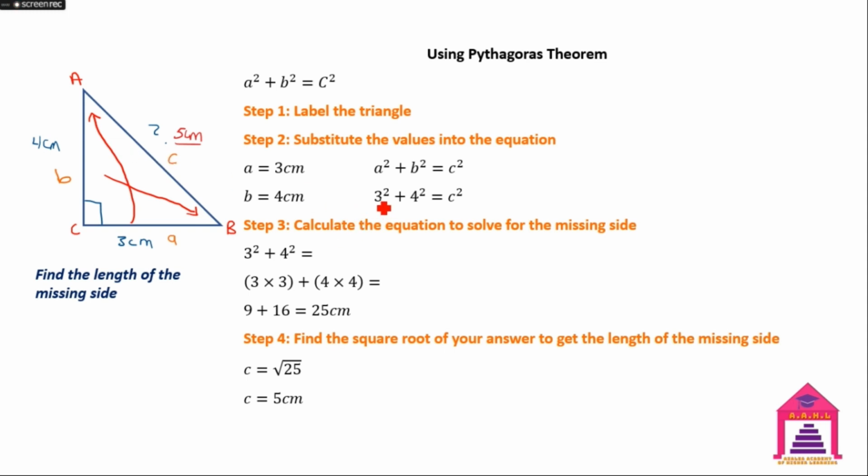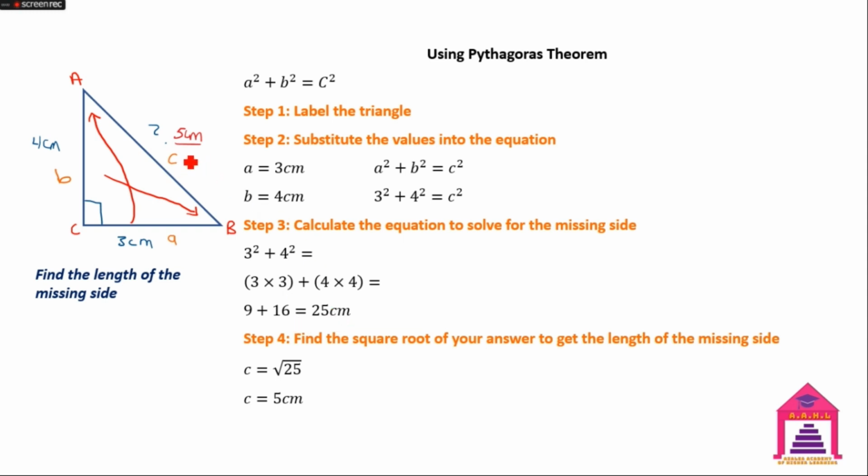All I'm going to do is substitute these values into the equation. So 3 squared plus 4 squared is equal to C squared. And next I'm going to calculate the equation to solve for the missing side. So 3 by 3 is 9, 4 by 4 is 16, I'm going to get 25.